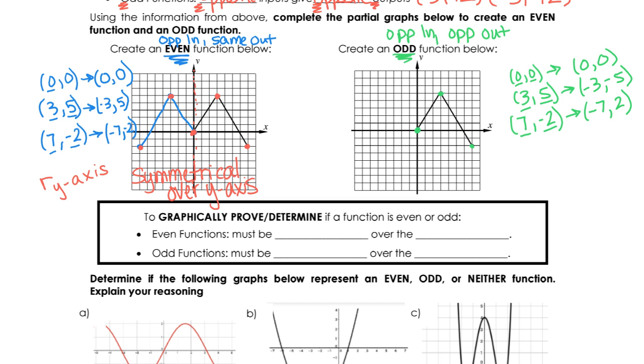Okay, and then we're going to plot those 3 points. So we're going to keep the one at 0, 0. Then we're going to have one at -3, -5. And then -7, +2. And again, I'd use a straight edge if I had one on here. I just don't know if I do. So I'm going to try to do my best with some straight lines. And that's what an odd function would look like. And so in Algebra 2, they call this a reflection.